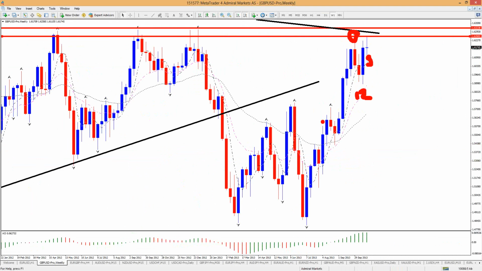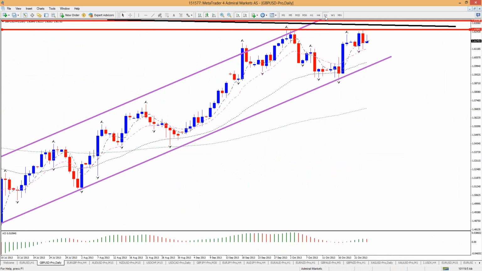We have to wait. Daily chart. The daily chart just recently posted a newer high yesterday, in fact, although the daily candle was bearish.